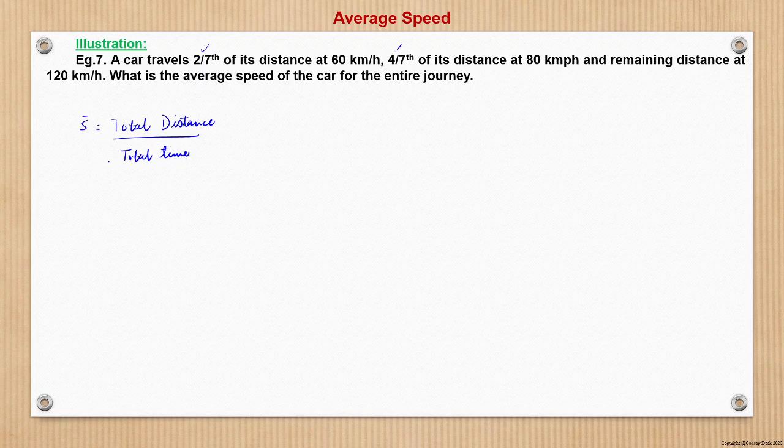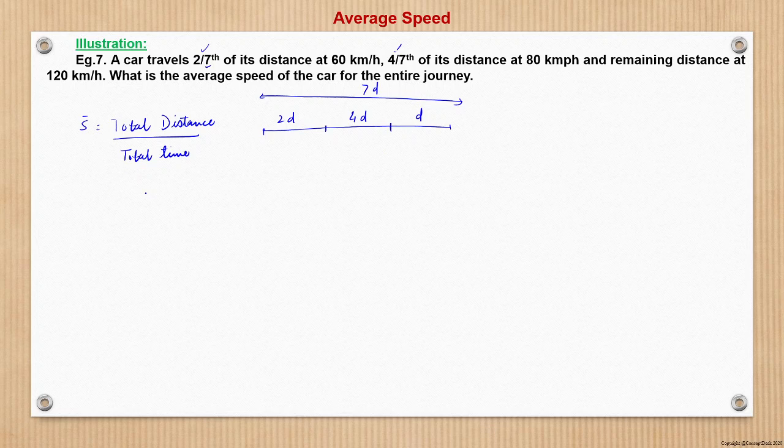Total distance we can assume to be... now see, we can assume first part to be 2D, second part to be 4D, so third part will be D, such that the total distance is 7D, right? Then the fractions are 2/7, 4/7, and 1/7.